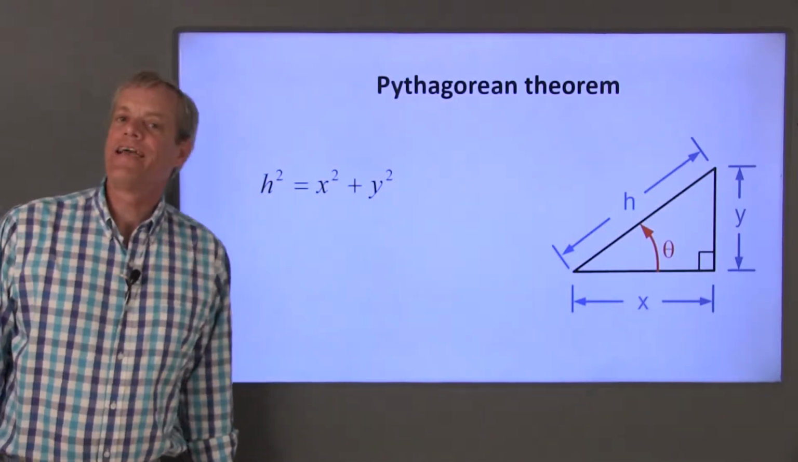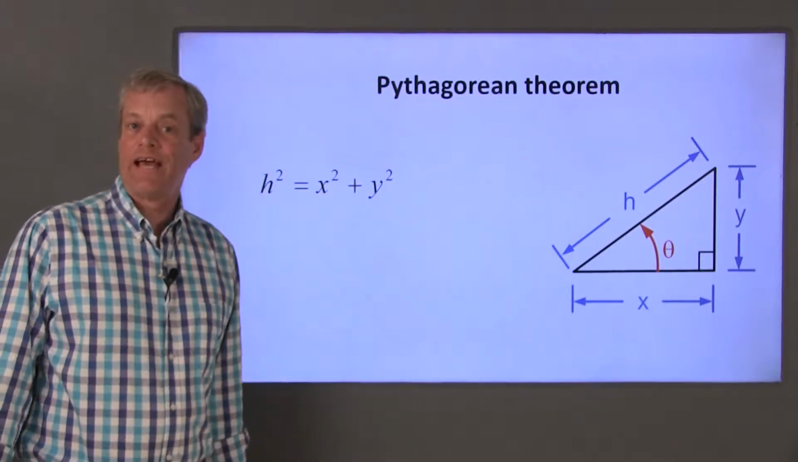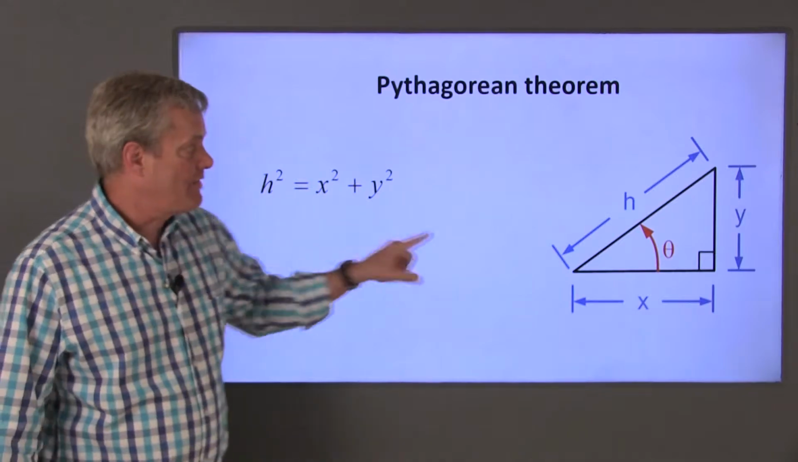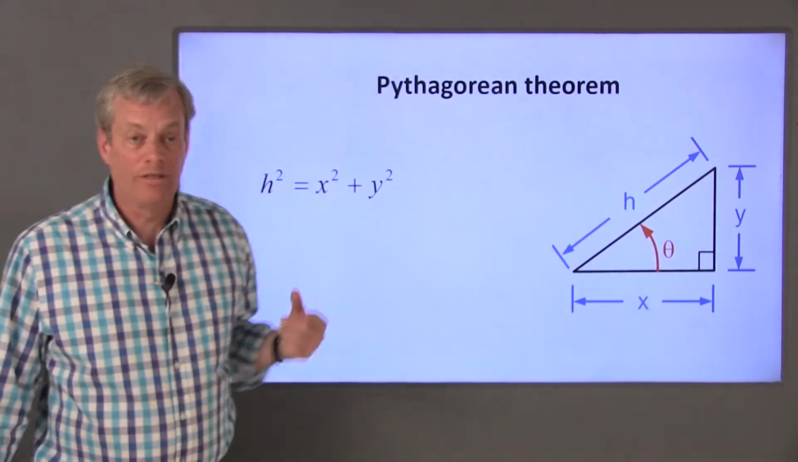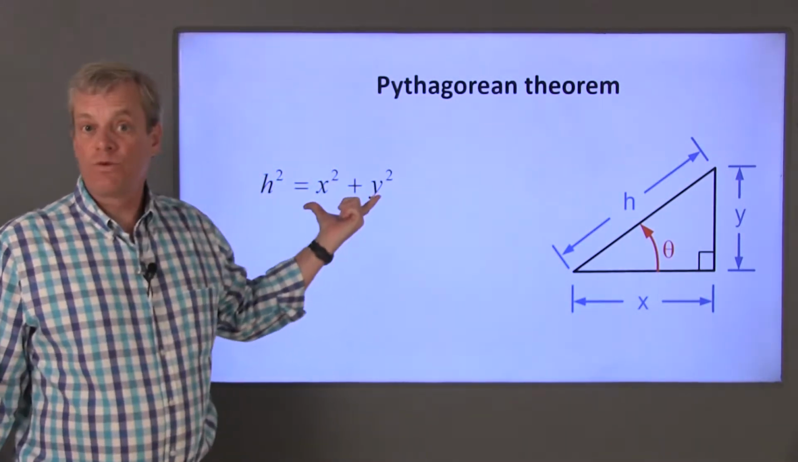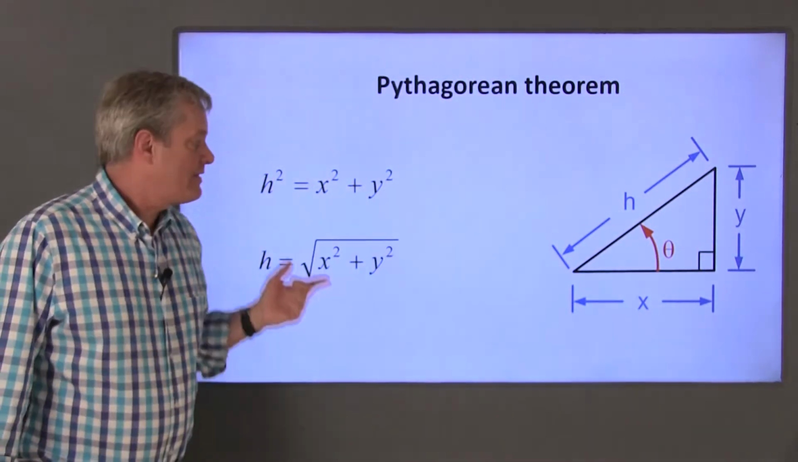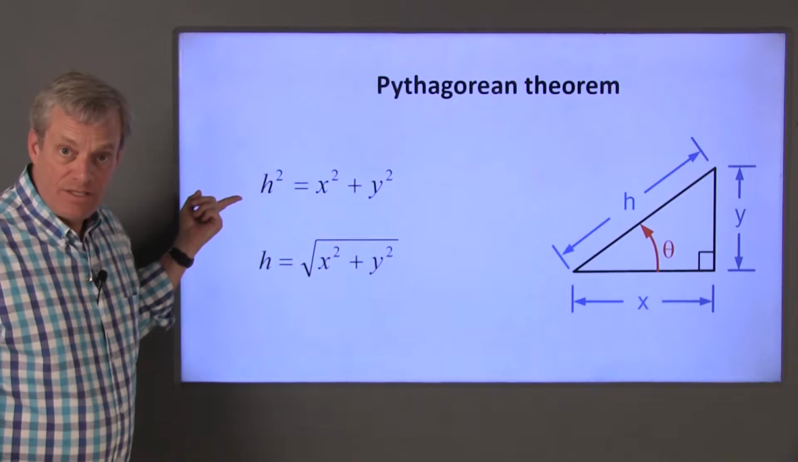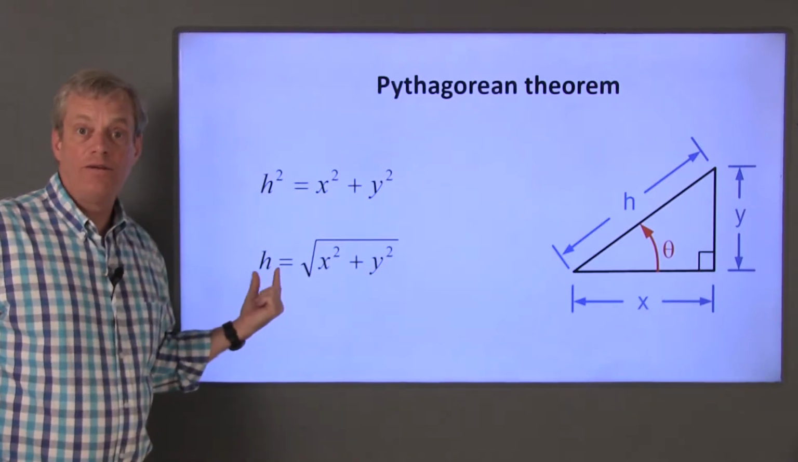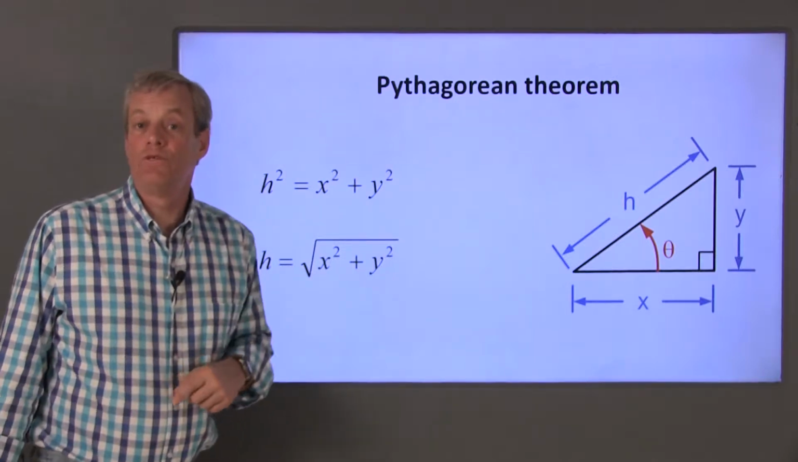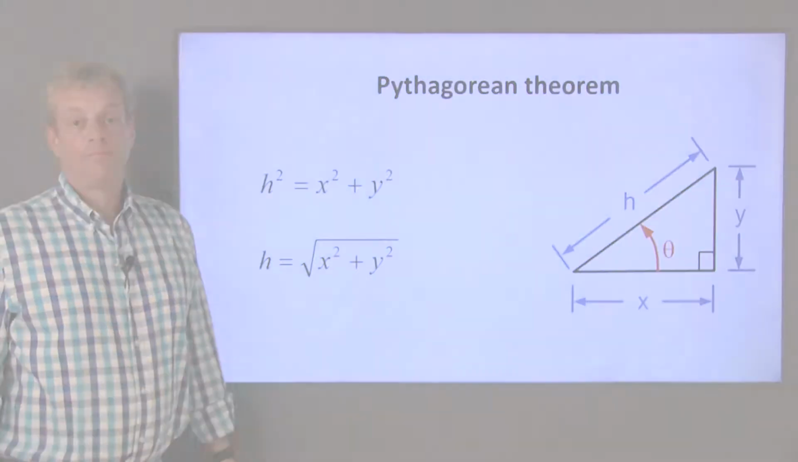We'll also use the Pythagorean theorem to convert from rectangular to polar coordinates. The Pythagorean theorem says that the square of the hypotenuse of a right triangle is equal to the sum of the squares of the lengths of the other two sides of the triangle. If we take the square root of both sides of this equation, the length of the hypotenuse is equal to the square root of the sum of the squares of the other two sides of the triangle.